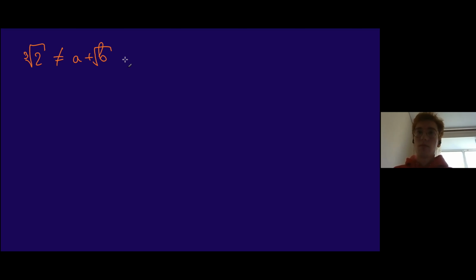Okay, so I will start a discussion on some problems. And the first problem is 211G. So we need to prove that the cubic root of 2 cannot be expressed in the form a plus b square root of b, where a and b are rational.